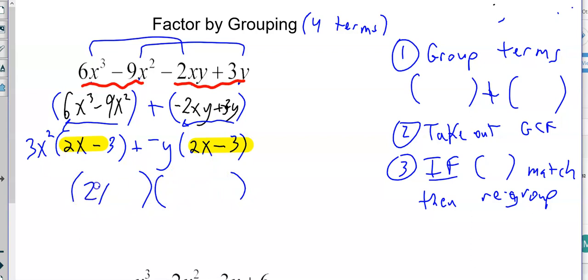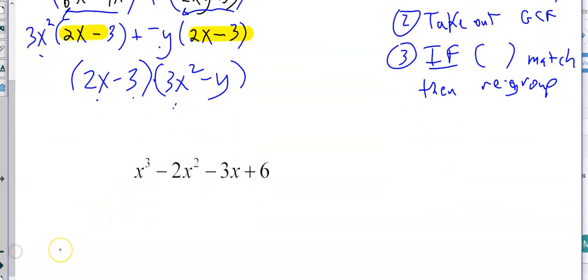So one of them is going to be 2x minus 3. And then one's going to be leftover, which is 3x squared minus y. And if you're not sure if you got it right, you could always just double check, multiply it out. 2x times 3x squared is 6x cubed. Negative 3 times 3x squared is negative 9x squared. And keep going, just check it. Never a bad idea.